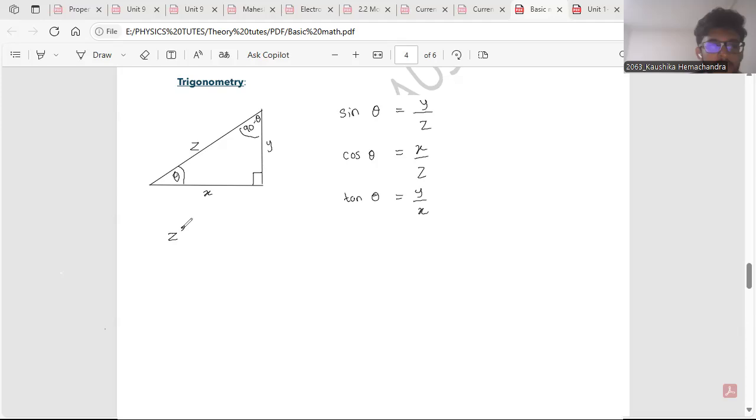So Pythagoras said that the hypotenuse square is equal to the sum of the squares of the other two sides. Z squared is equal to x squared plus y squared.